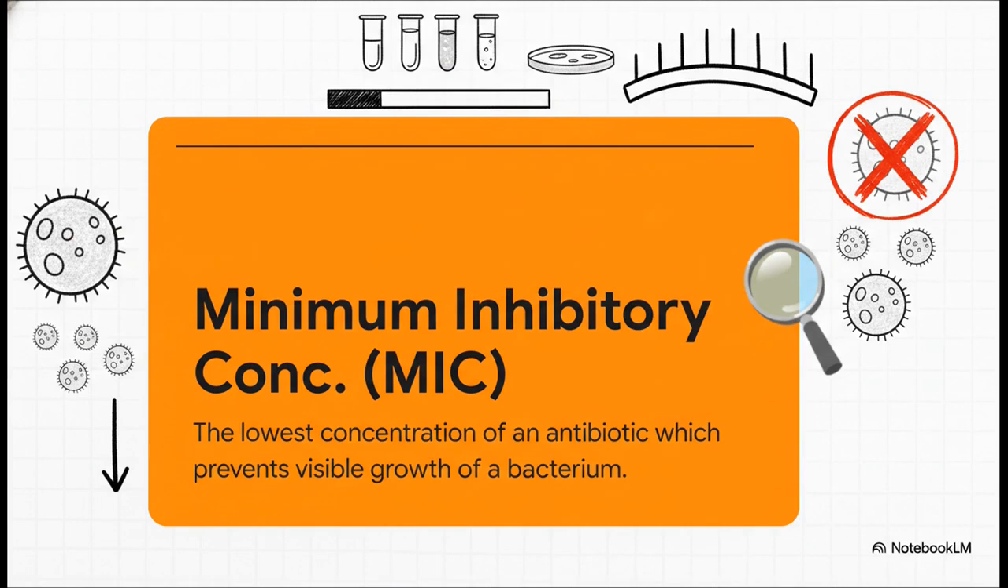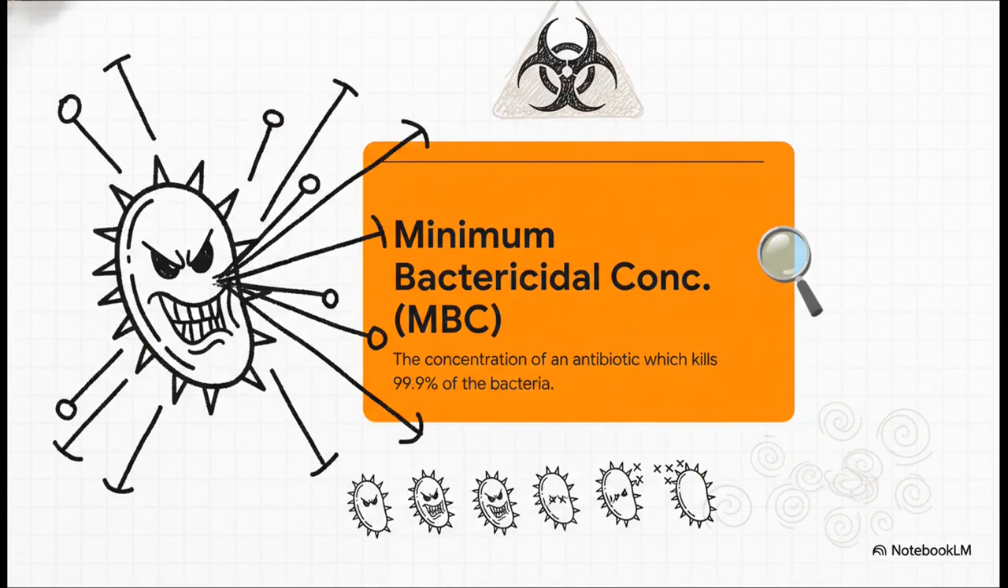Okay, let's talk about some key terms. First up, MIC. Minimum inhibitory concentration. The MIC tells us the minimum power we need to stop the enemy from multiplying. It's like putting the brakes on their growth. We're not killing them yet, just stopping them in their tracks. Is it clear? Inhibition.